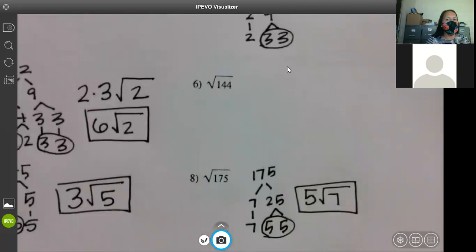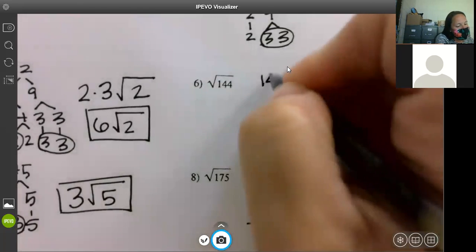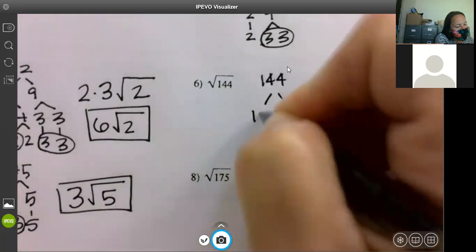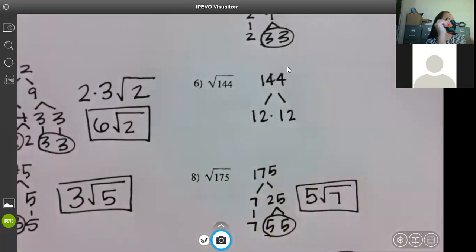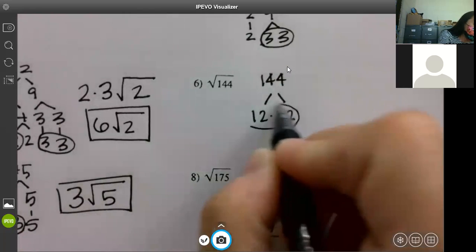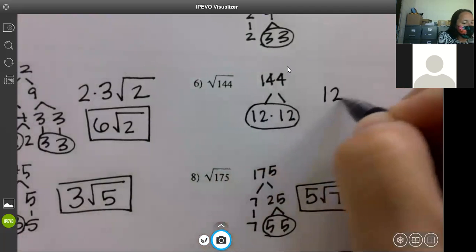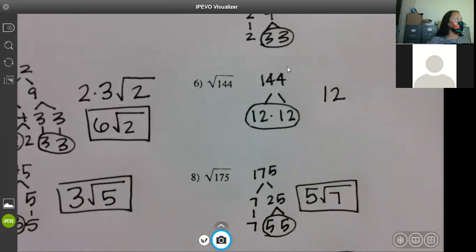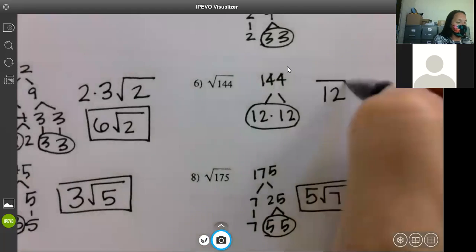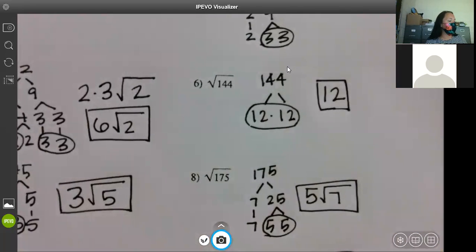Well, what about 144? What about 144? Yeah, so if I break down 144, you guys know that it's 12 and 12. This is a perfect square. Why is it called that? Because we circle everything. So we brought out a pair of 12s. I did not leave anything, so I don't have a square root left over. And my answer is just 12. Okay, so sometimes you'll get perfect numbers and that's okay. And sometimes you won't.